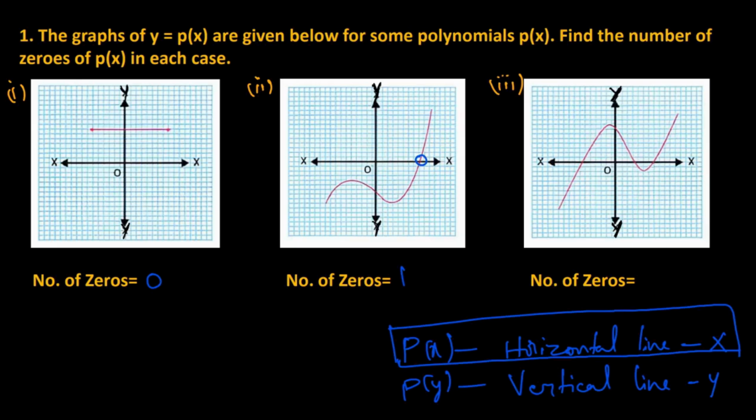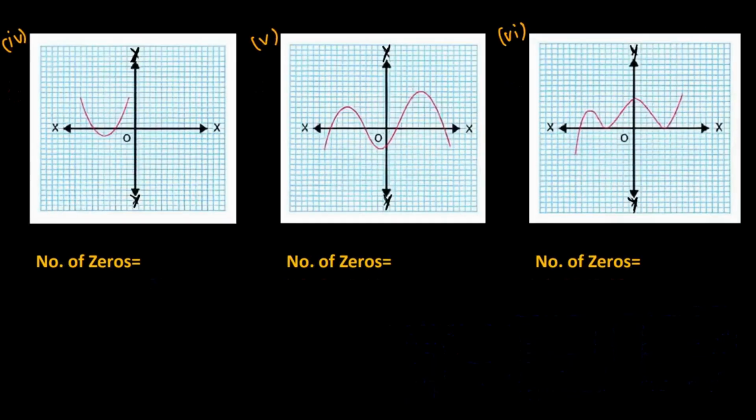If you look at the third problem, how many times is it cutting? 1, 2, 3. So, the number of zeros in this third problem is 3. Next problem. What is the fourth figure? Here and here. It is cutting twice. So, the answer is 2. The number of zeros in the fourth figure is 2.